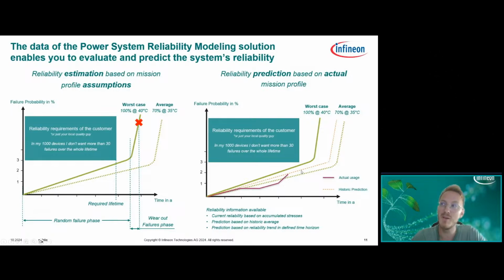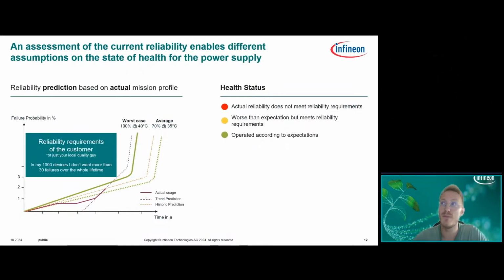But it can also be done differently, where you say, hey, I want to extrapolate my mission profile or my failure rate, which I had in the last 6 months. And then you can see that actually your failure rate is worse than your worst case assumption of the failure rate. And this can be used very nicely for a health status prediction.